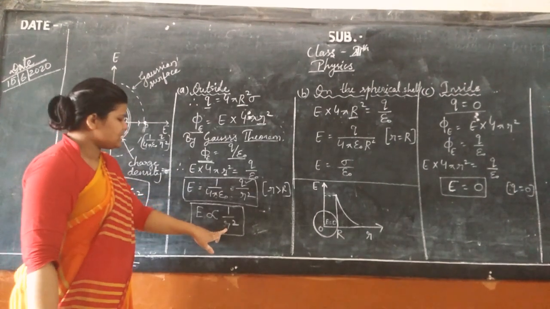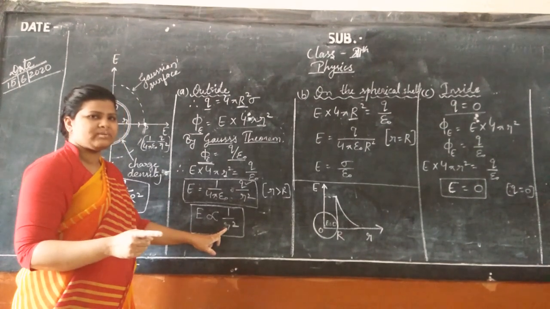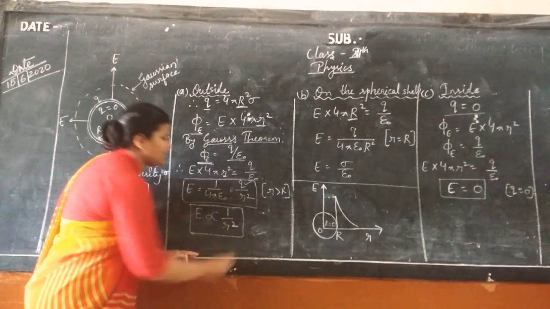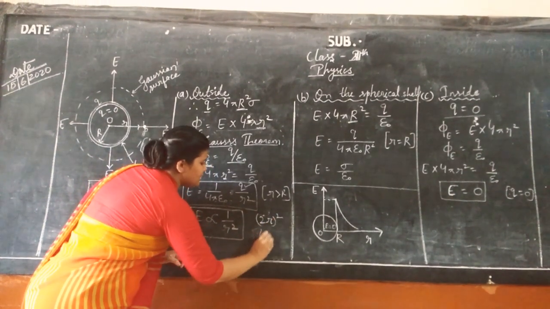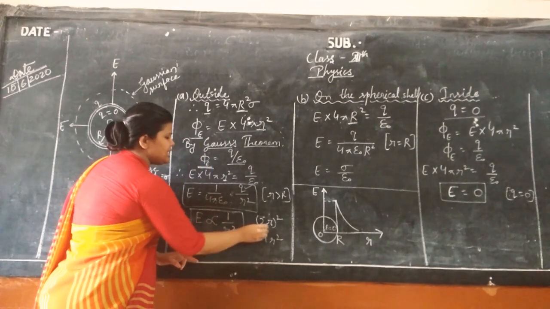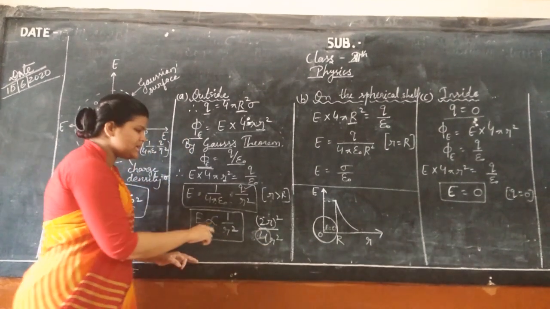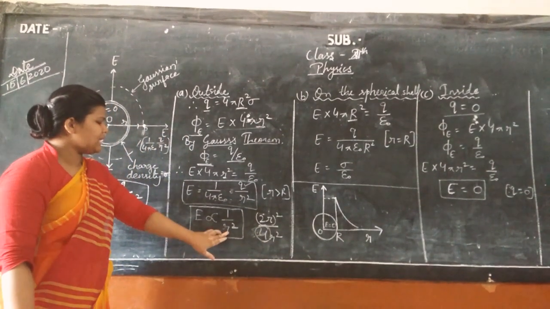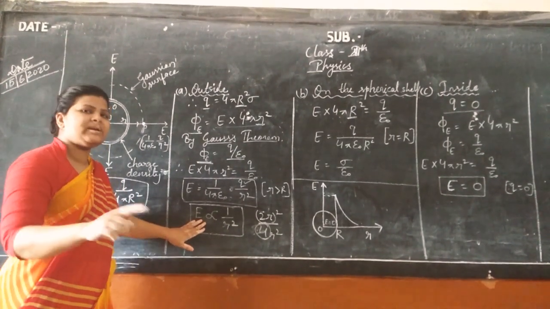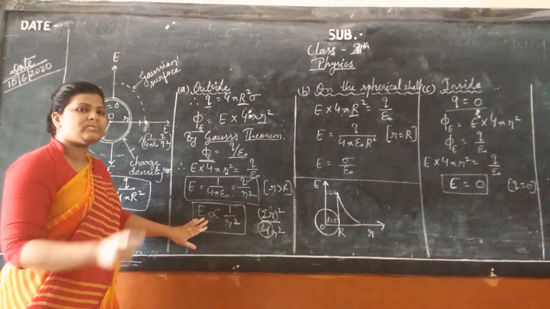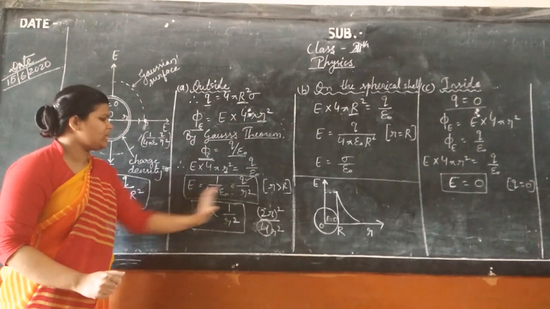So if we increase distance twice, the electric field will decrease 4 times. If in case of r we will do 2r, here it is a square, so it will become 4r square. So you can see here, if we increase the distance twice, it will decrease by 4 times. If you increase the distance thrice, the electric field will decrease by 9 times, equals to the square of that.